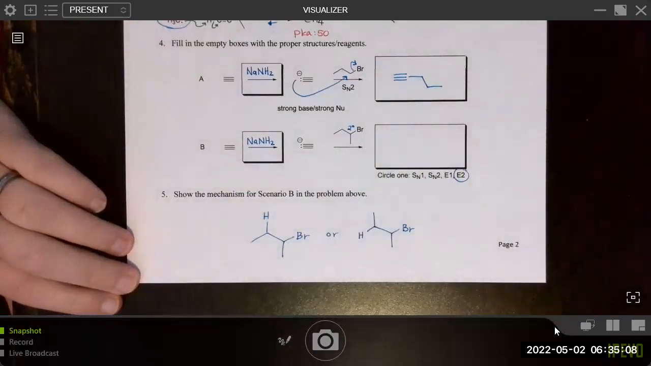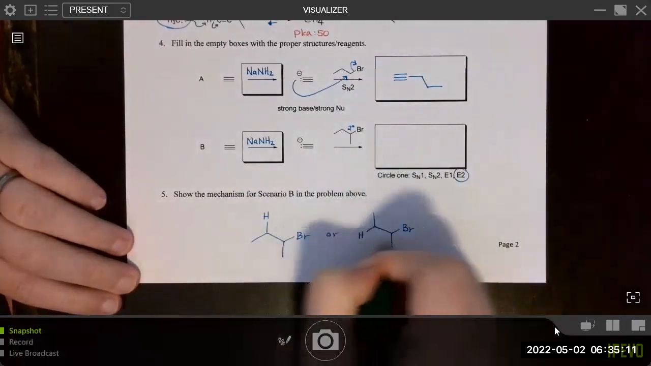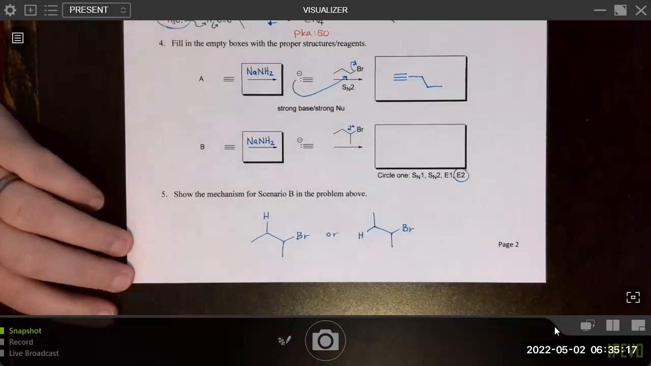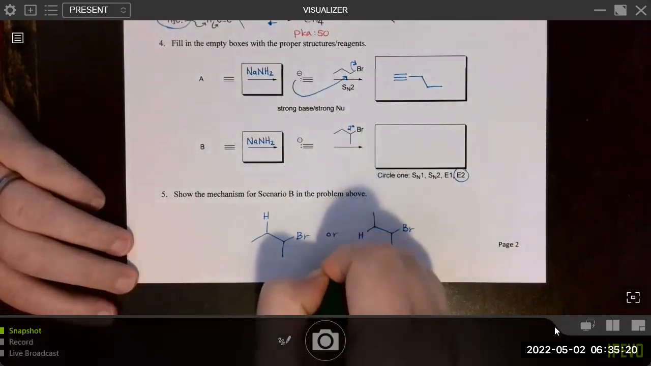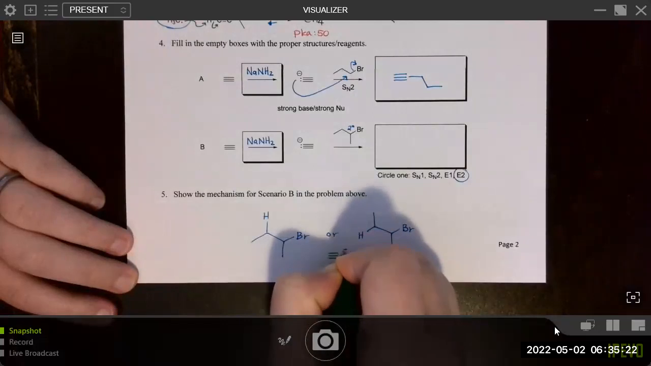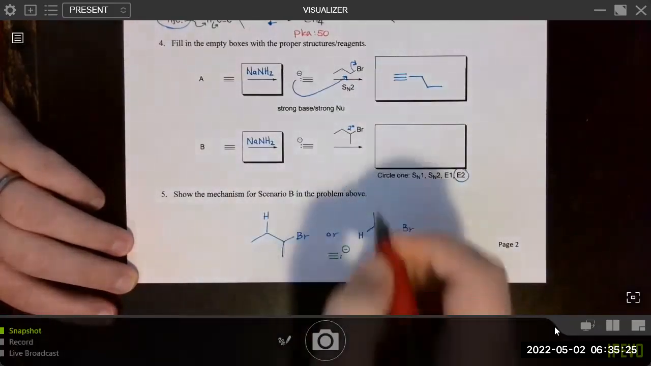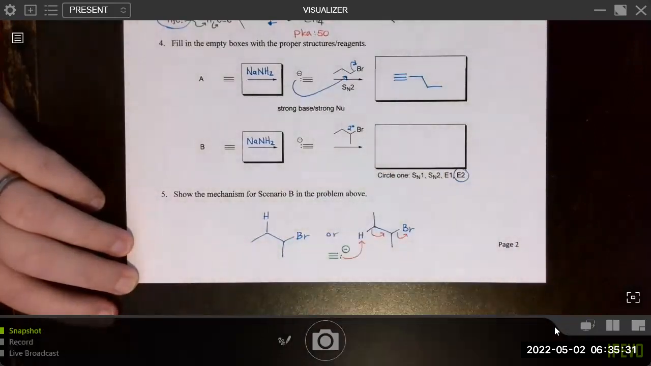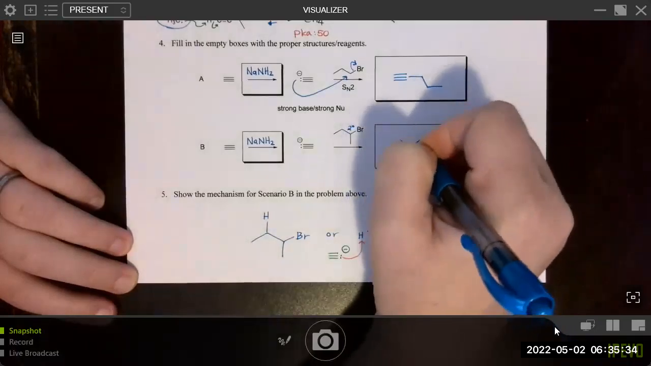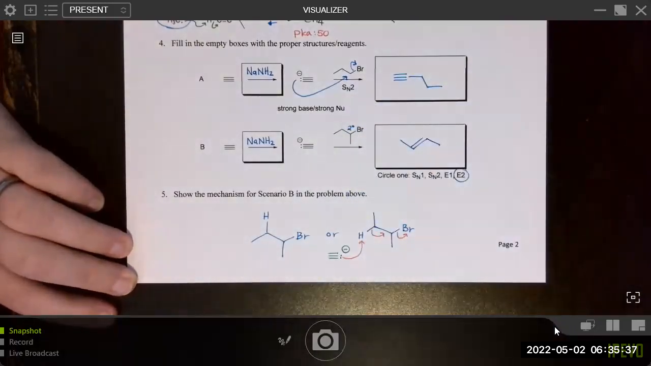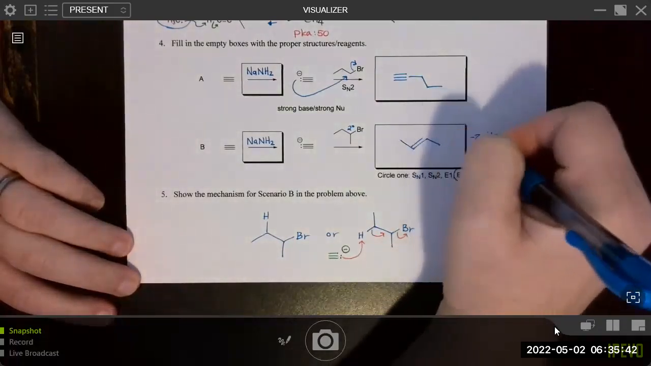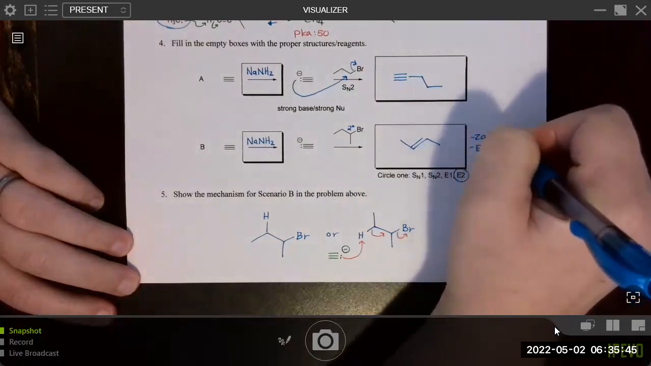Right? And what's more likely? I think it's more likely that it would go through this coplanar arrangement. Remember that E2 requires the anti-periplanar arrangement. So we would draw in our base and the likely E2 to form the more stable Zaitsev and trans alkene. So, Zaitsev. Okay.